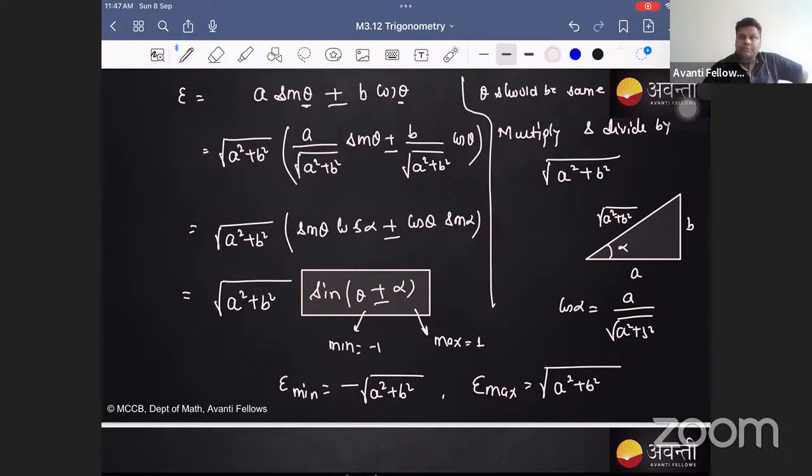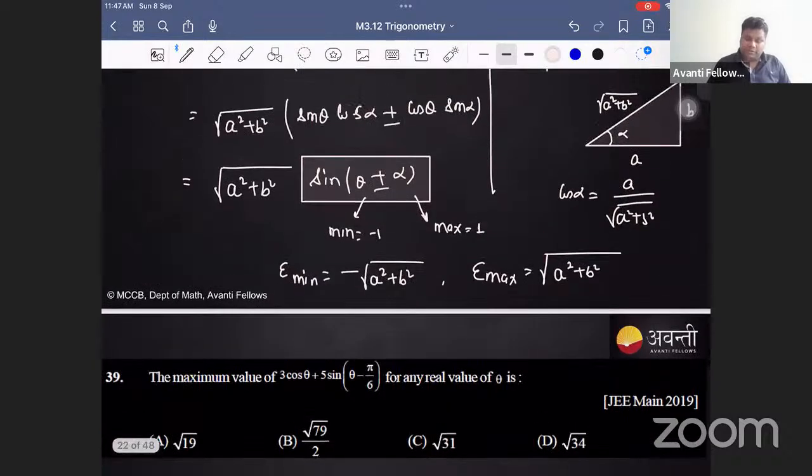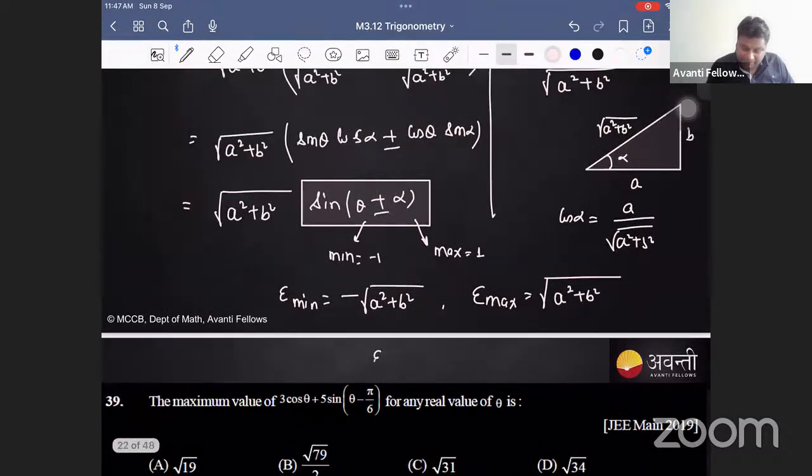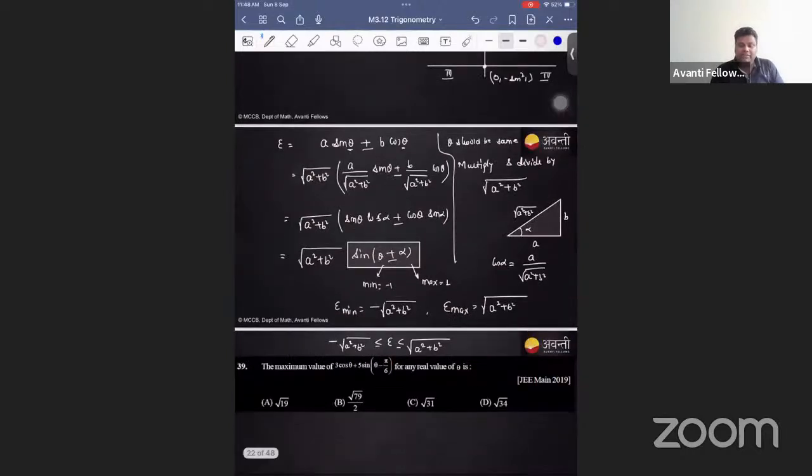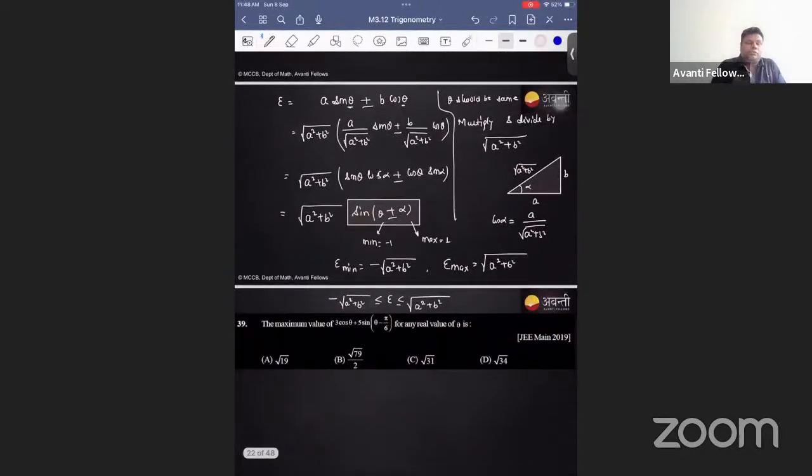Got it? So this E's minimum value is minus under root a square plus b square, and maximum is under root of a square plus b square. We can simply say that this E lies between minus under root of a square plus b square and under root of a square plus b square. Got it? First of all, get convinced with this. I know you must not have done it in your 11th class syllabus. It is not in the school syllabus. Just have a look.